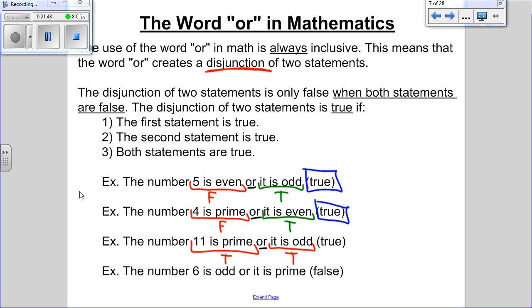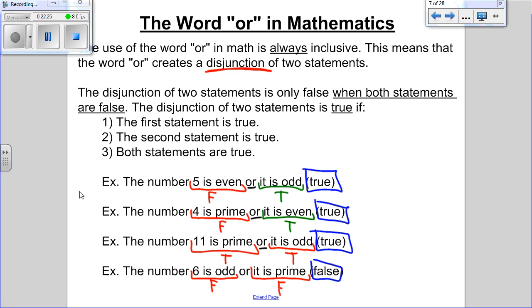We use the word inclusively. So that means it could be this one, or it could include both of them and still be a true statement. The last one is a false statement. The number 6 is odd. That's false. Or it is prime. The number 6 is not a prime number. Two falses connected with an "or" is false. Make sense?